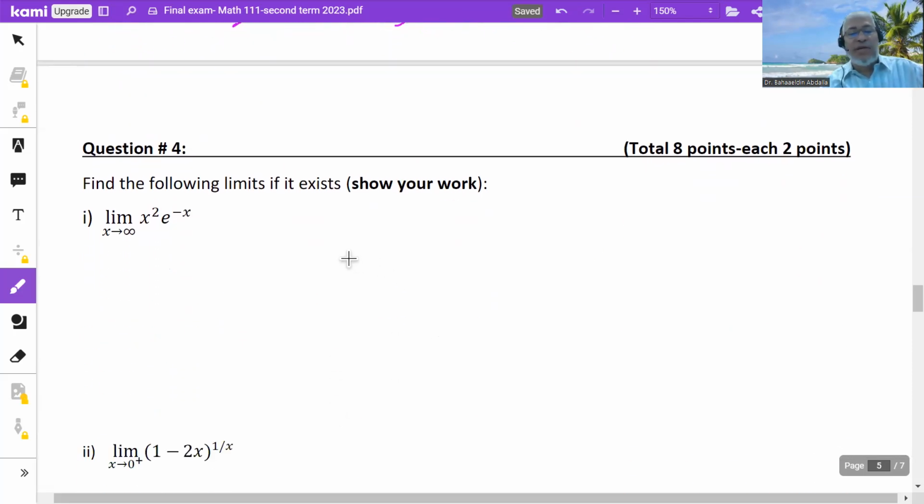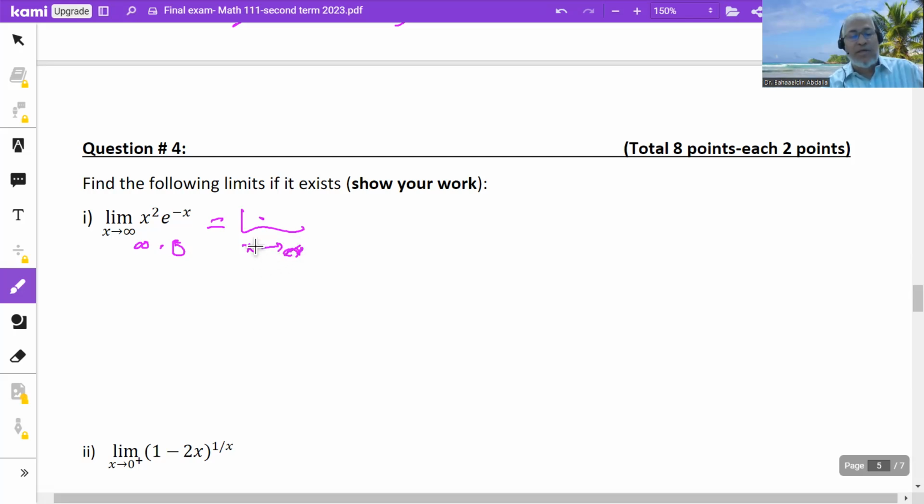Find the following limits if it exists. Well, we will use L'Hopital rules. So let us replace x by infinity. I'll have infinity squared, that's infinity, times e to the power negative infinity, and that's 0. Infinity times 0, one of the indeterminate forms.